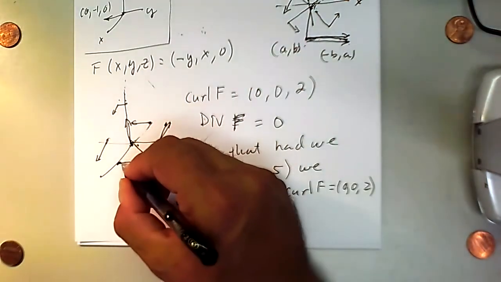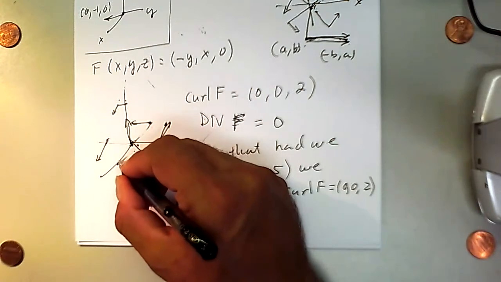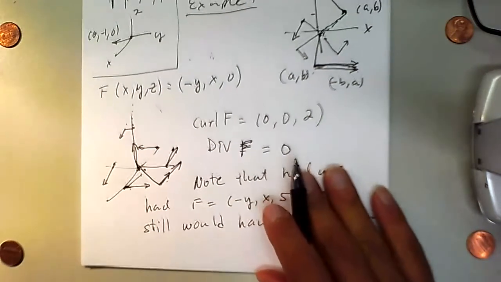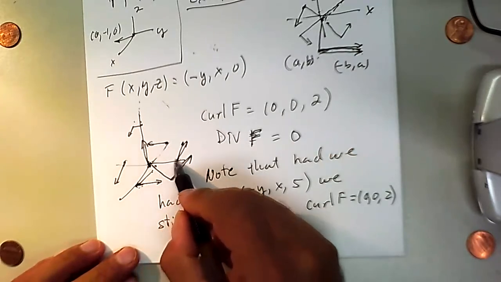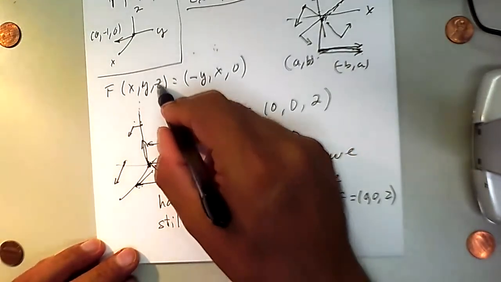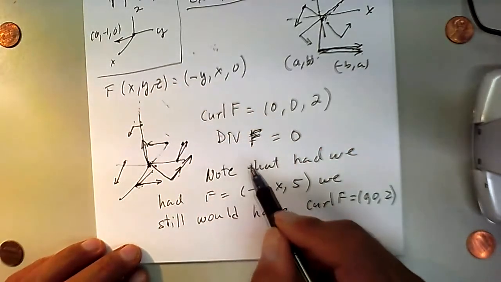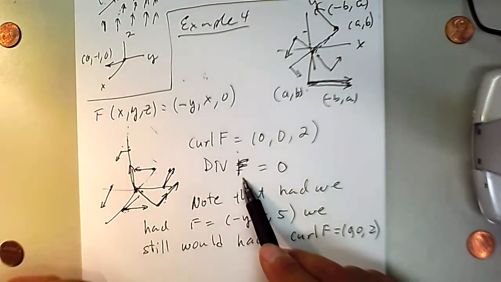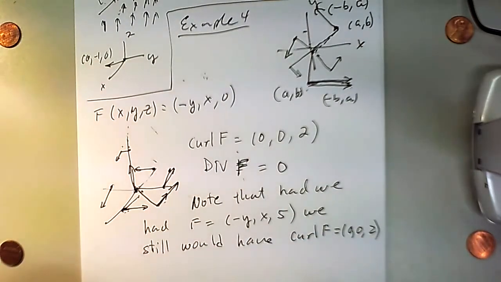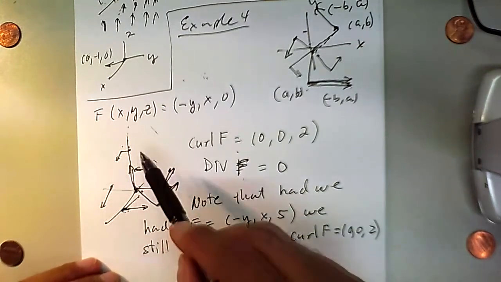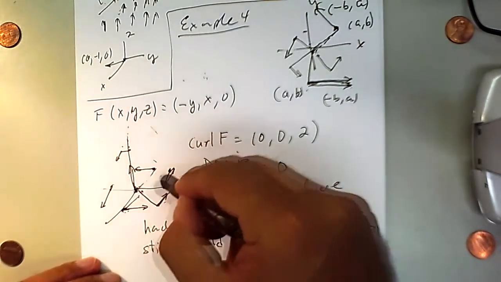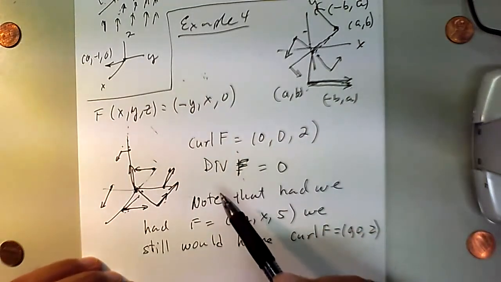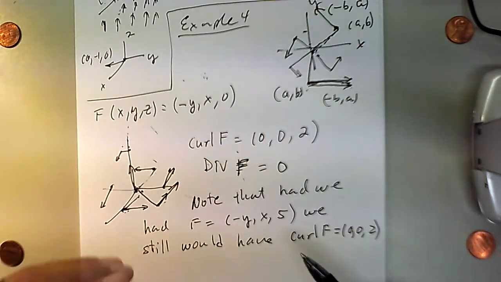So if these vectors were going up at the same time as going around, so a particle would be going up while it was going around, as in a helix, we would end up with the same curl and the same divergence. So what is important about this is how things are swirling around the z-axis. And here we have a curl that is parallel to the positive z-axis.